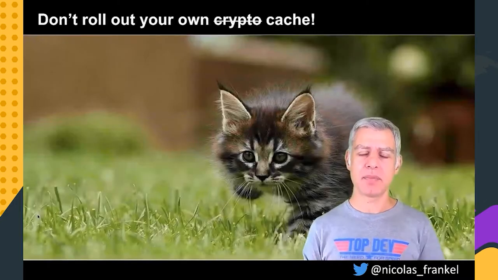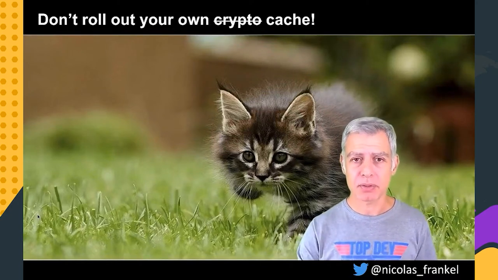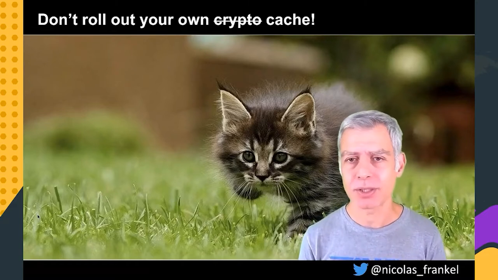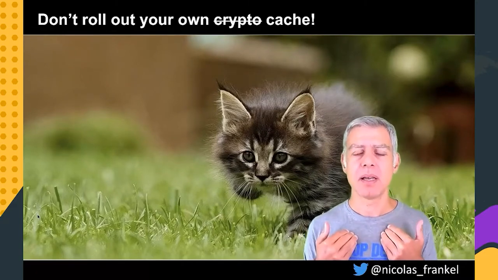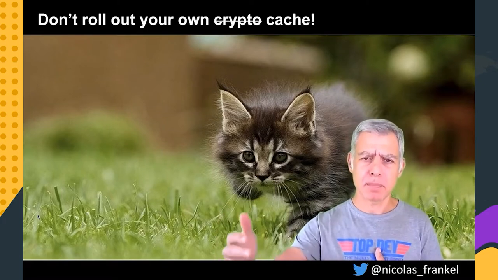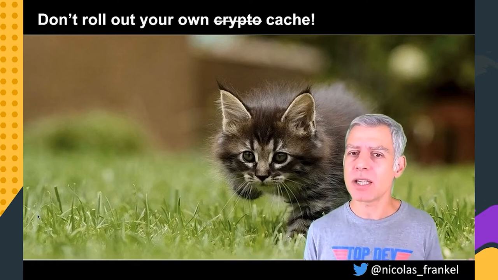Second lesson from this talk: you might have heard about don't roll out your own crypto. Well, don't roll out your own cache. It's going to be a mess. I've been guilty of that in the past. I've been asked, just make it more performant, and I used a hash map.